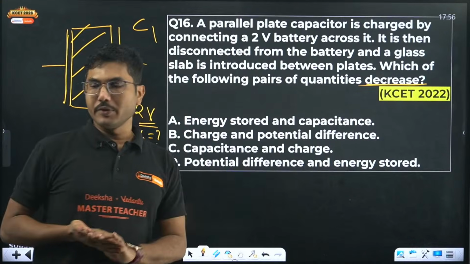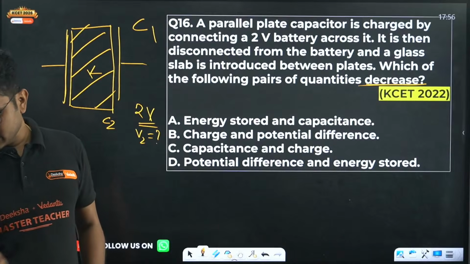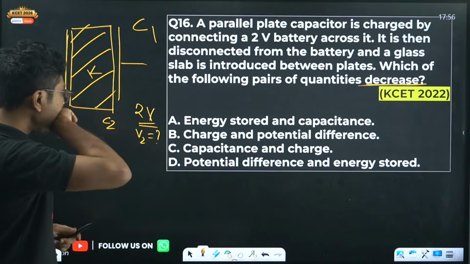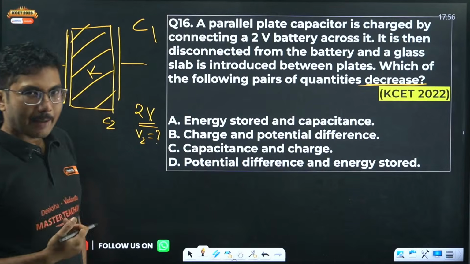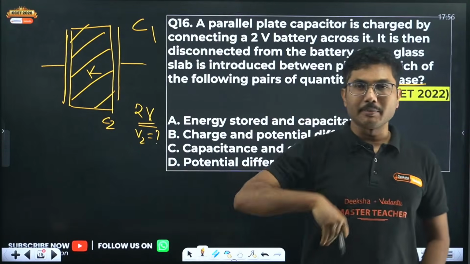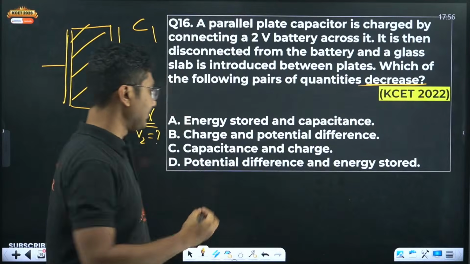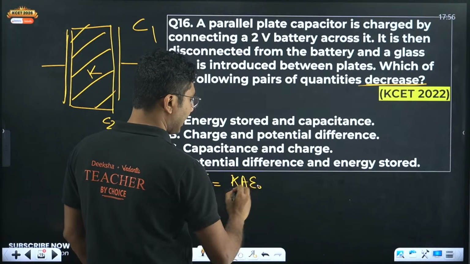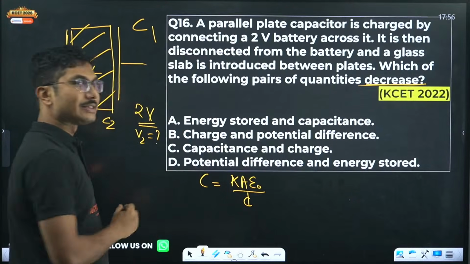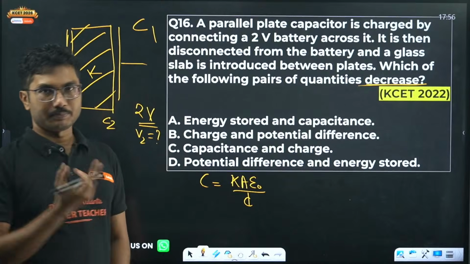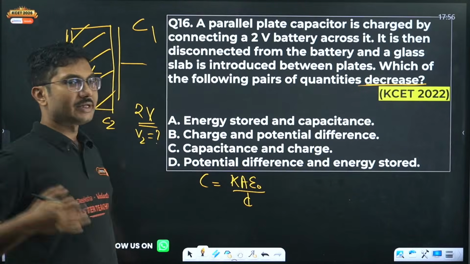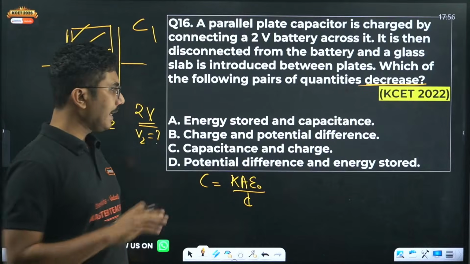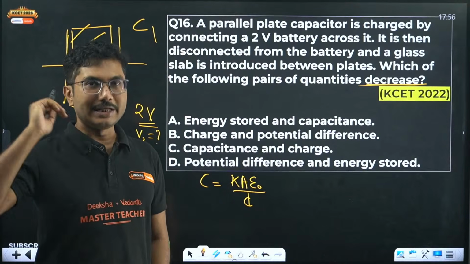So which of the following quantities decrease? Some are saying D, some are saying A. Remember that if you add a dielectric medium, capacitance always increases. Capacitance is given by K A epsilon naught by D. Generally we do not use this K because for air K is 1. But for any other medium, glass, mica or anything else, K's value is more than 1. For air it is minimum, which is 1.